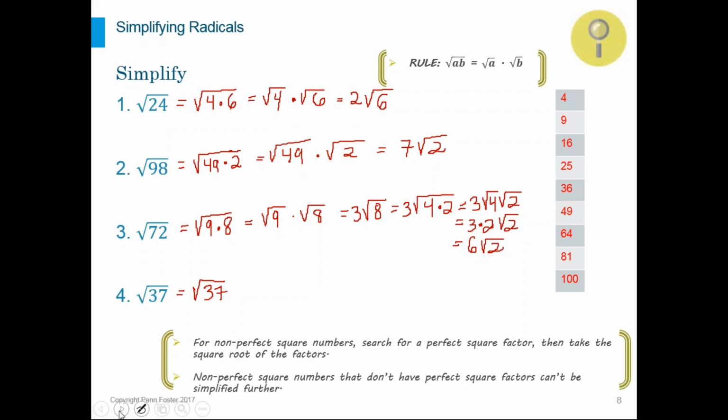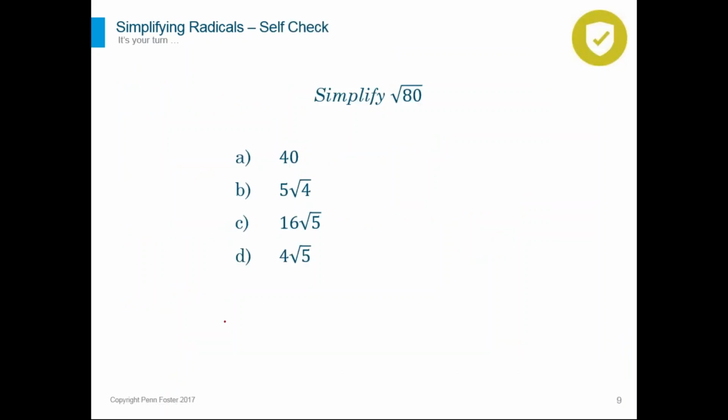Okay, let's move on to a self-check. Simplify the square root of 80. What would be the simplest form of the square root of 80? I need to think of the list: 4, 9, 16, 25, 36. Which one, if any, is a perfect square factor for that? I'm going to keep quiet and let you think about that and then switch my screen in about 30 seconds.